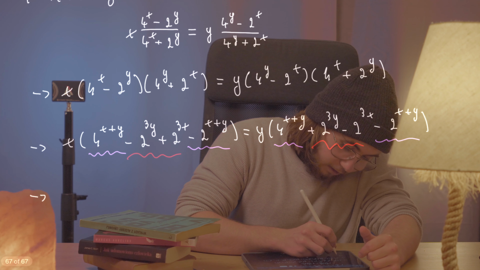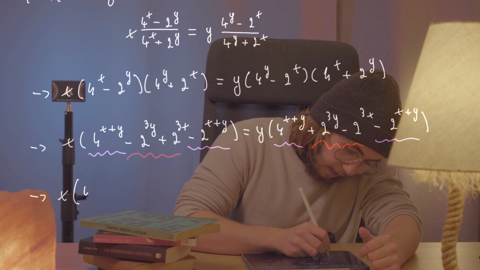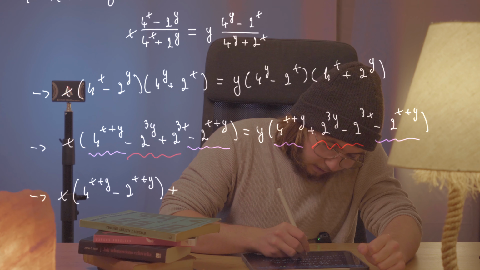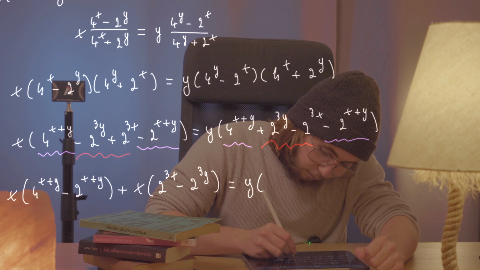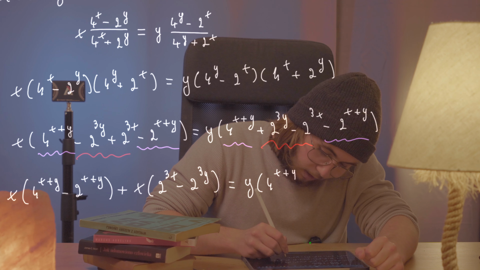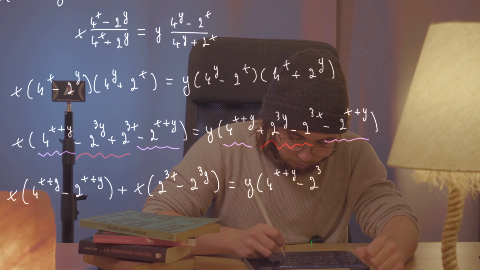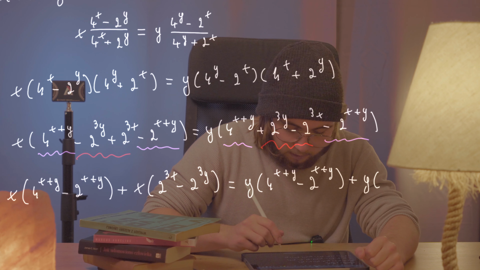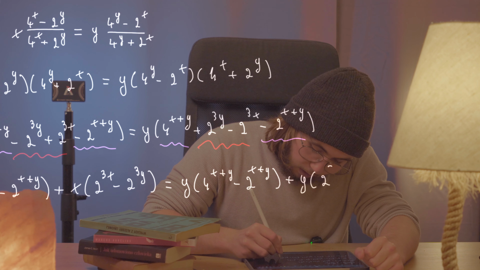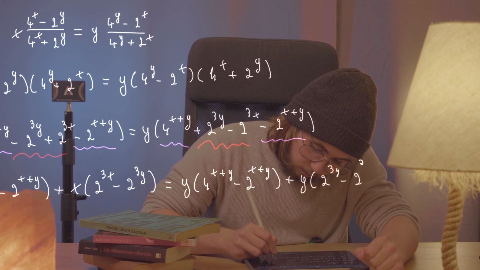So we're gonna have x multiplied by (4^(x+y) − 2^(x+y)) on the left hand side, also plus, not to forget it, x multiplied by (2^(3x) − 2^(3y)), and on the right hand side what we're gonna get is y multiplied by (4^(x+y) − 2^(x+y)), and then plus y multiplied by (2^(3y) − 2^(3x)).